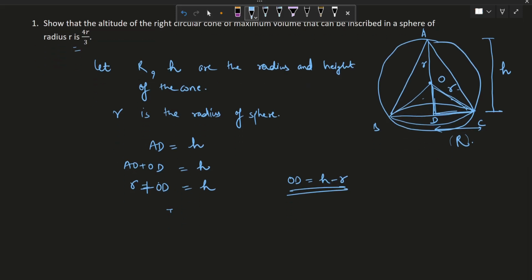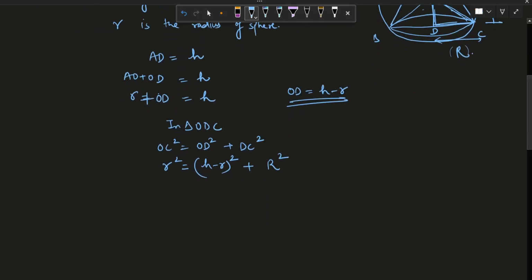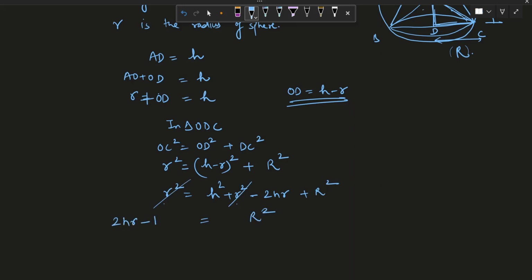Okay. So in right angle triangle ODC, we have OC square equals OD square plus DC square. What is OC? Small r square. OD I just calculated, h minus r whole square. DC is capital R square. Open it up using the identity a minus b whole square, a square plus b square minus 2ab. Small r square on both sides I can cancel. So from here I can say R square, the radius of the cone squared, is 2hr minus h square.